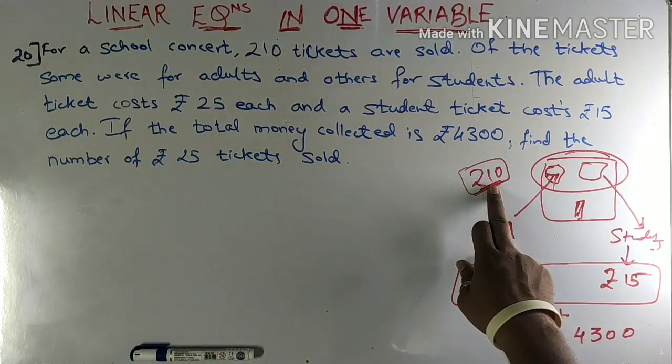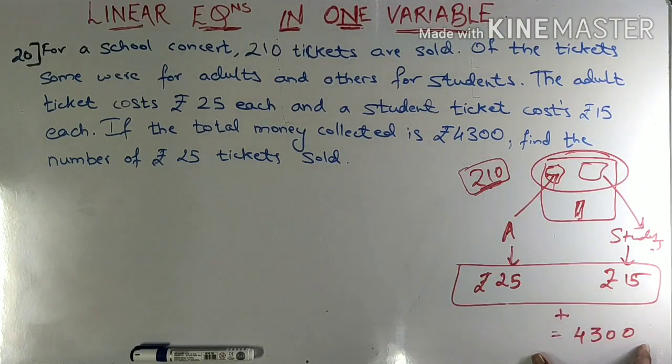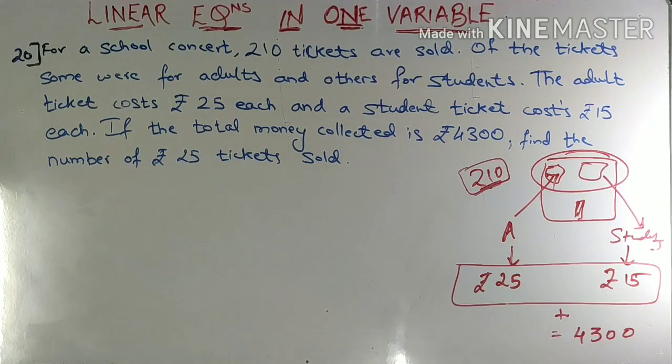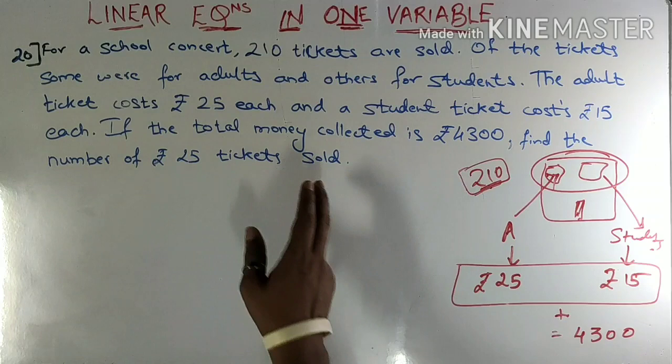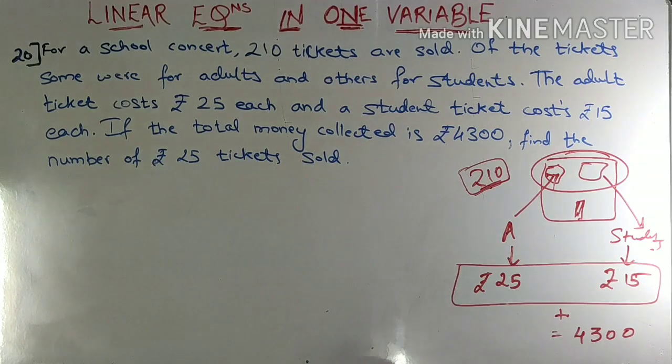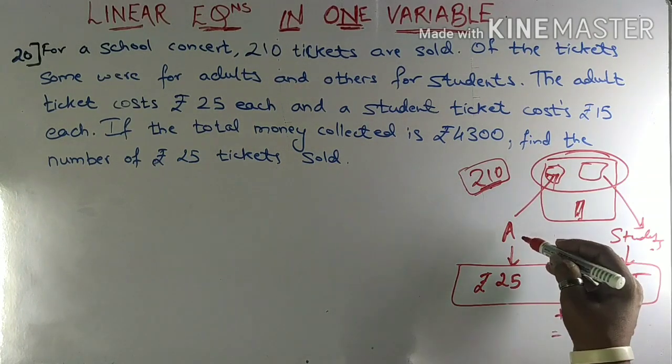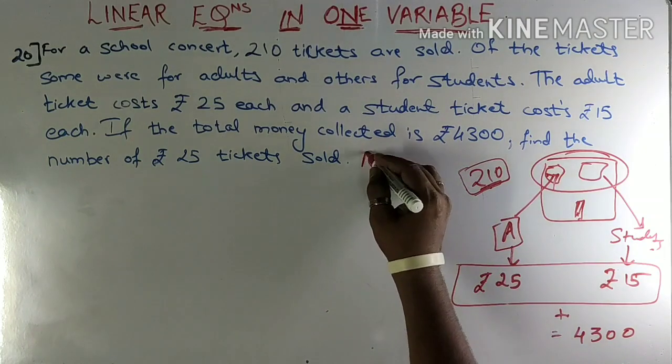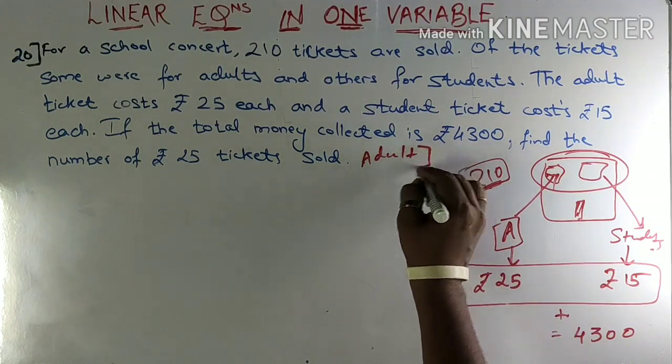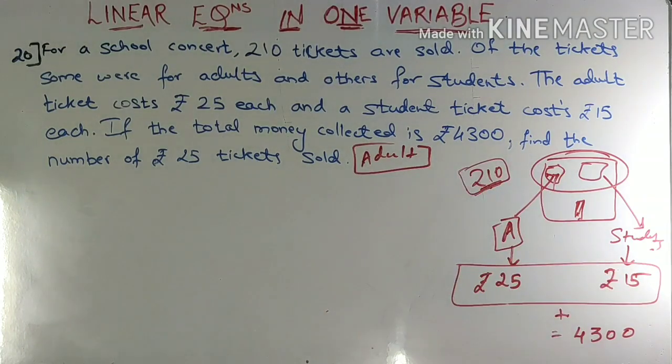Total there were 210 tickets. Total amount collected was 4,300. Cost of adult tickets per ticket is 25 rupees and cost of student ticket or per ticket of student is rupees 15. Let's start. We are supposed to find the number of 25 rupees tickets sold. So 25 rupee tickets are nothing but the adult tickets. So we are supposed to find the number of adult tickets sold.